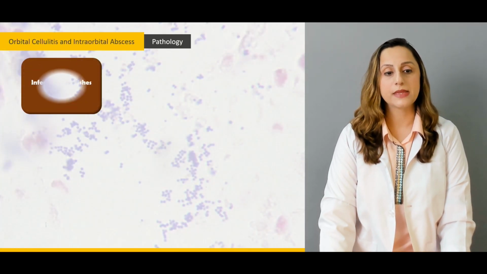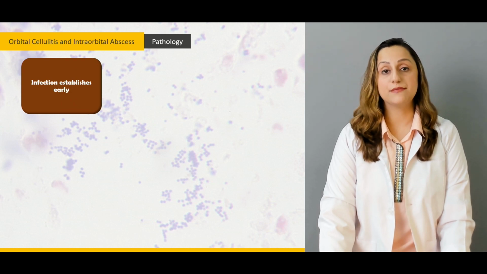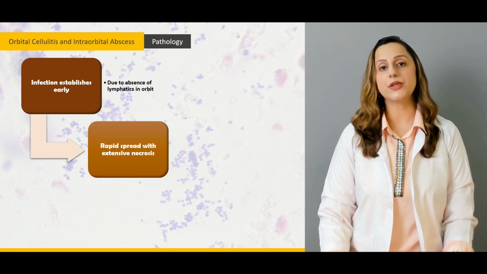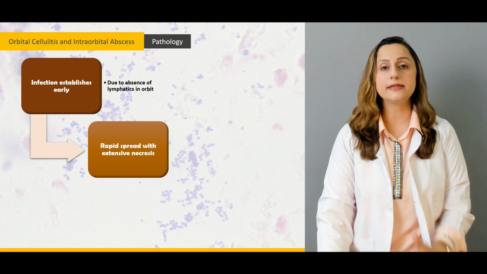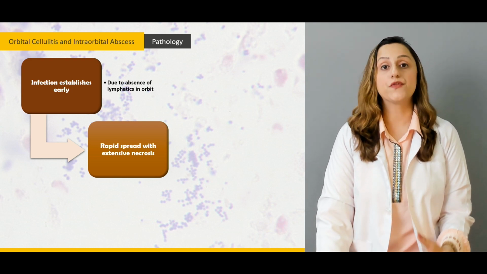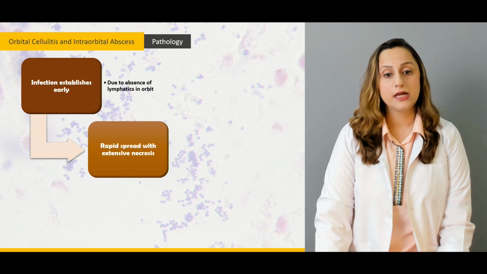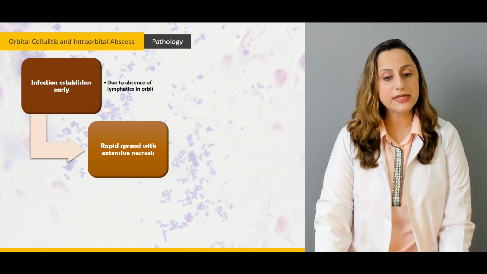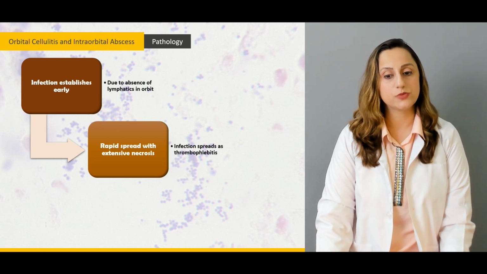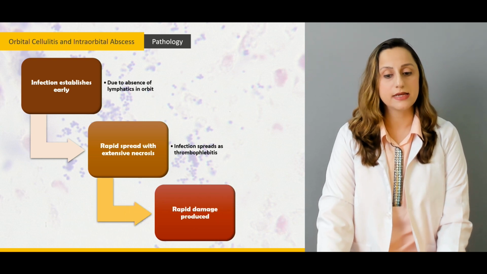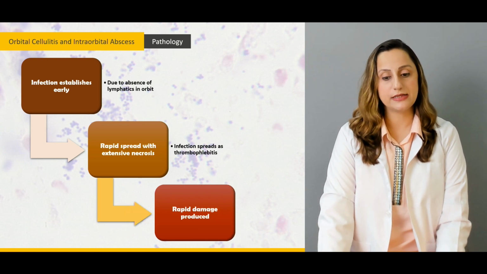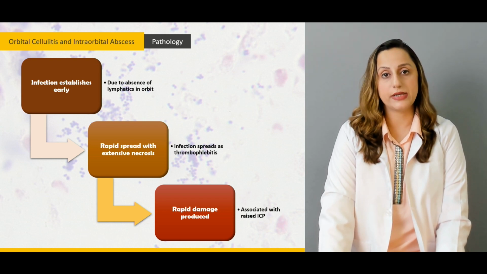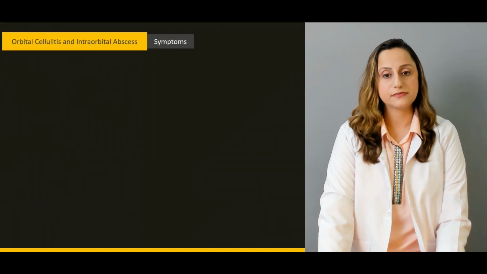The pathology includes an infection that establishes early due to the absence of lymphatics in the orbit. So this is one of the points: the condition is usually quite acute and flares up quite acutely due to the absence of lymphatics in the orbital cavity. Rapid spread with extensive necrosis is noted. The infection spreads as thrombophlebitis. Rapid change is produced in the orbital cavity, and that is usually associated with increased intracranial pressure in these patients.